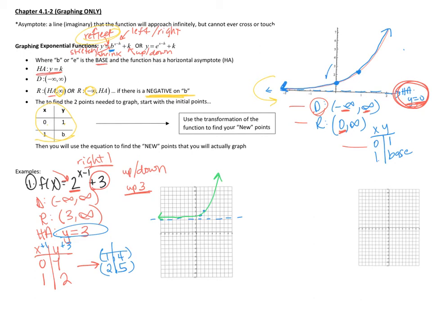So let's look at one more example to make sure that we really have an idea of what's happening here. So let's look at our next example. Let's say that we have f of x equals negative 4 to the x plus 2, minus 1.